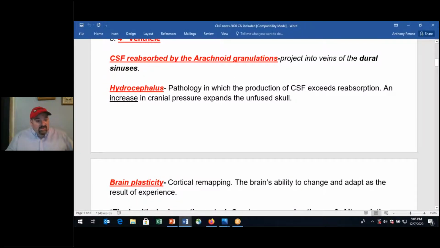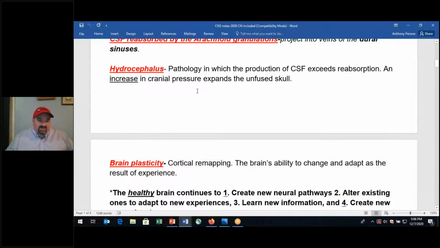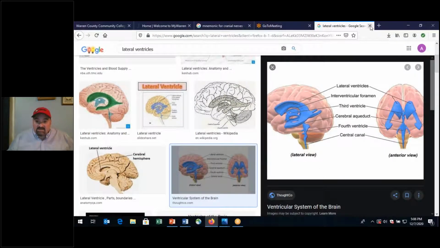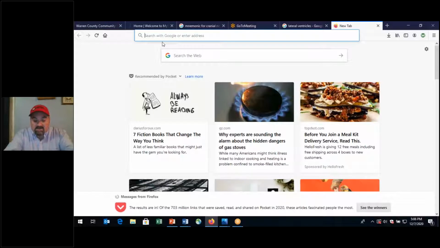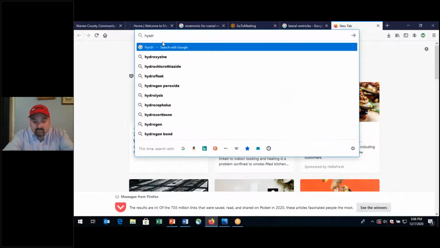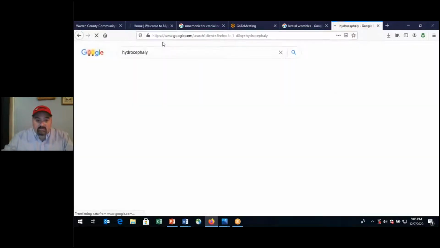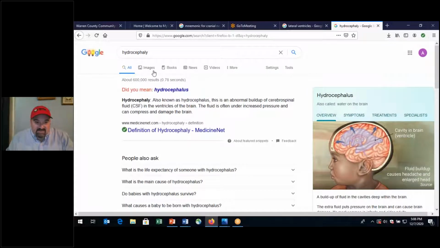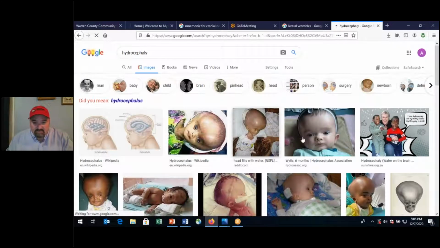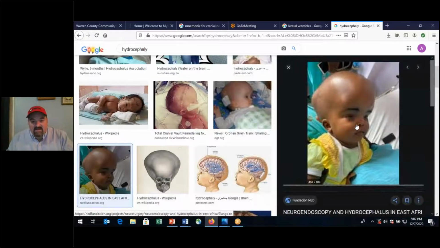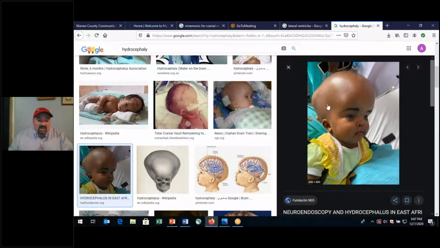Here's something quite interesting and quite tragic, actually. It's called hydrocephaly or hydrocephalus, right? It's a pathology in which the production of CSF, cerebrospinal fluid, exceeds reabsorption. An increase in cranial pressure occurs, expanding the unfused skull. This can be quite shocking to see images of. I'll show you an image here. So what's taking place is, let's see here. Yeah, so this is real. That's not anything that's made up.